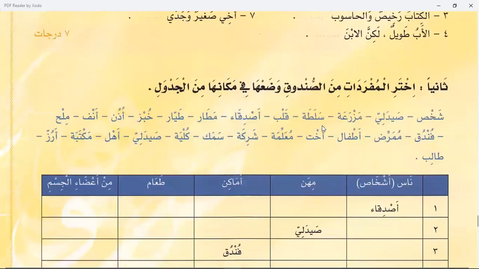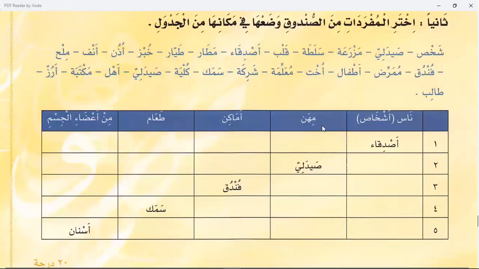Al-kitab, al-qisun, wal-hasubati ghalin. Ghalin. Next. Okay. Al-abutawilun, lakinna. Al-abutawilun. Qasirun. Ikhtari al-mufradata min al-sunduq. He is asking you to write these words in this box.